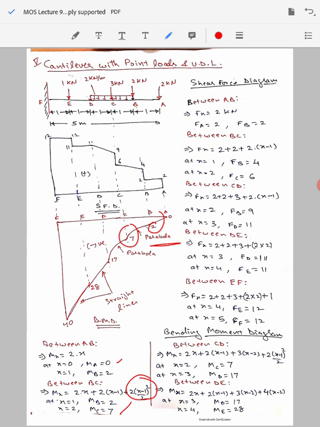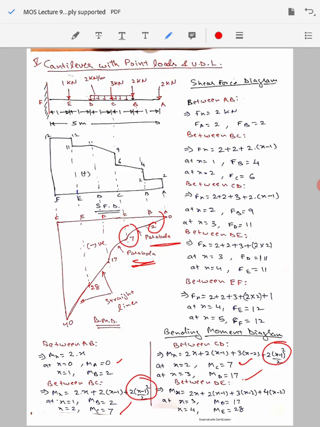And then from point C to D there will be a change from 7 to 17. You get MC equal to 7 and MD equal to 17. Again there will be a parabolic variation because of the term of quadratic nature appearing here. So from 7 to 17 again you have a parabolic variation.